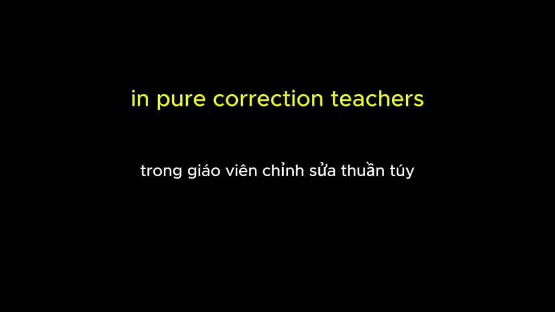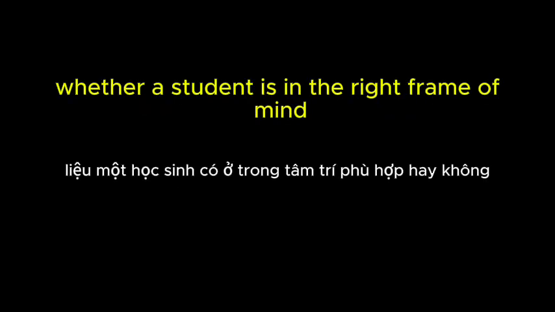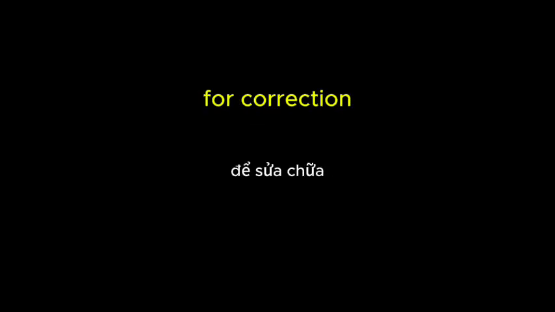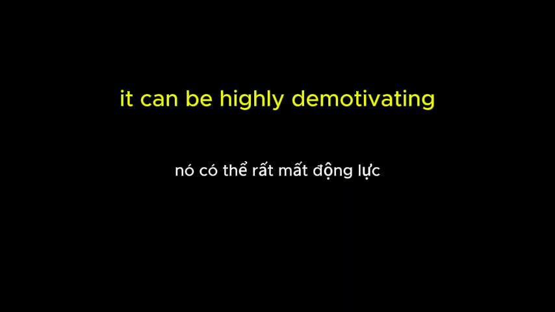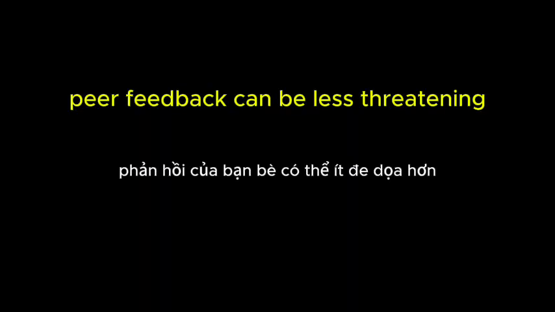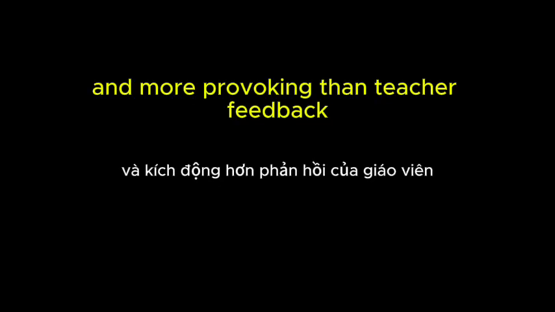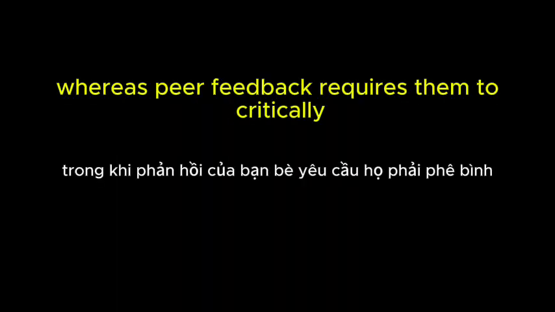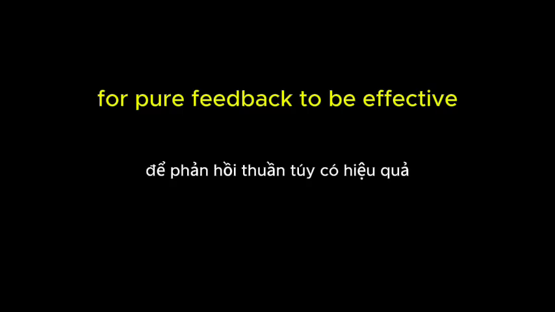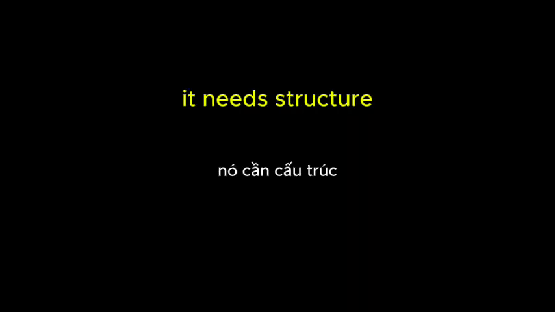In peer correction, teachers must judge whether a student is in the right frame of mind for correction. If a student feels humiliated by peer correction, it can be highly demotivating. Peer feedback can be less threatening and more provoking than teacher feedback. Students may accept teacher feedback passively as expert commands, whereas peer feedback requires them to critically evaluate suggestions. For peer feedback to be effective, it needs structure.